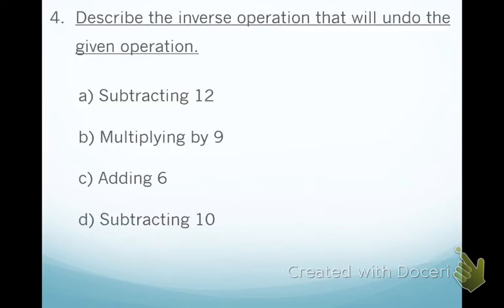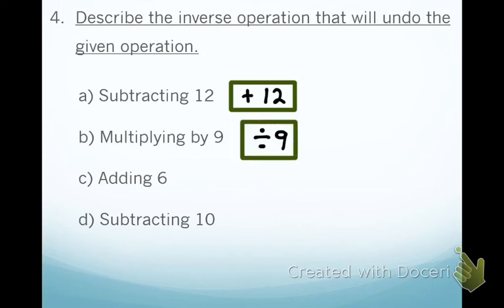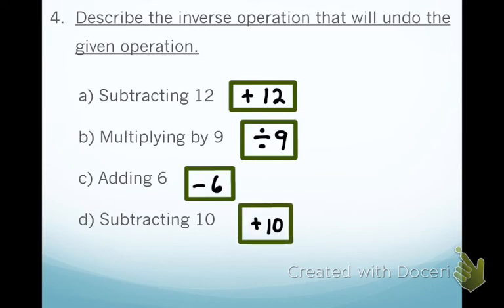So let's look at the next one. It says to describe the inverse operation that will undo the given operation. So if I'm subtracting 12, guys, what's the opposite of that? Add by 12. So let's just put plus 12 there, okay? What would the inverse operation of multiplying by 9 be? Divide by 9. Very good. How about adding 6? Subtract by 6. And the finale, subtracting 10? Plus 10. Adding 10, okay? So just remember, you are going to add or subtract, or do the opposite, multiply or divide, of whatever the exact integer or number is that's there.